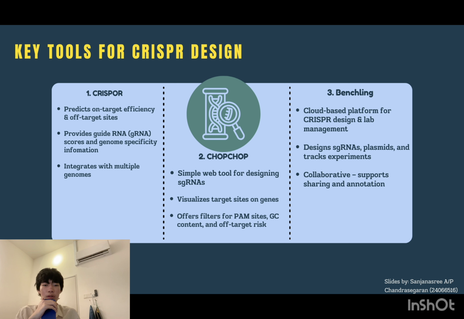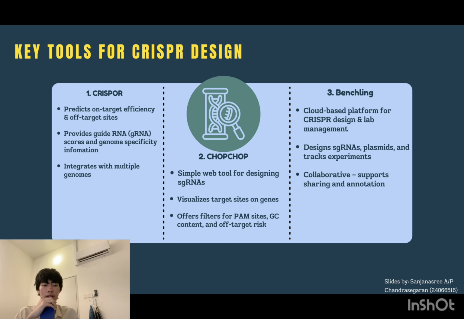In addition, CRISPR integrates with multiple genomes, allowing researchers to design sgRNAs for different organisms, such as humans, plants, and animals. The second tool is ChopChop. It's a user-friendly web tool for designing sgRNAs. It allows researchers to visualize the target gene so they can see exactly where the CRISPR will cut.